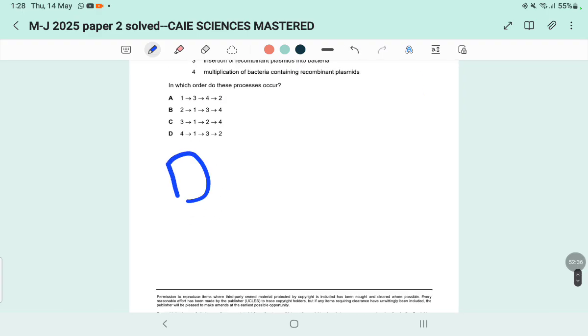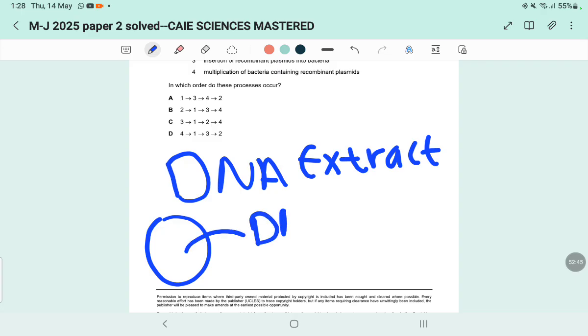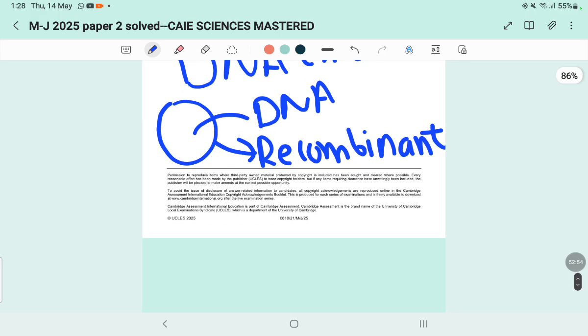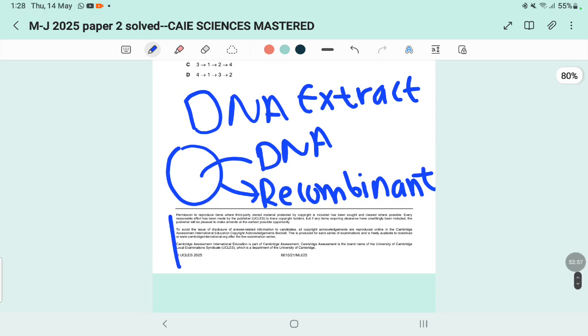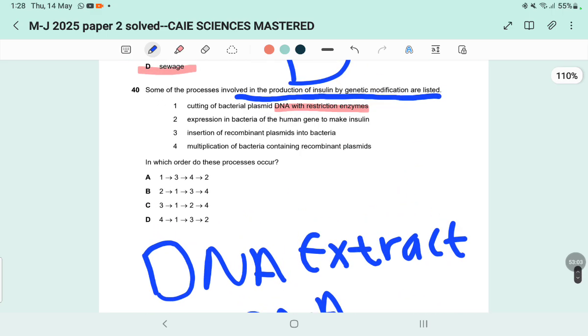Well, here you have a DNA. You're going to extract it. You have your plasmid. You're going to enter the DNA into it. Now this is called a recombinant plasmid. Okay, so this is just the main idea. So the answer here, without looking at other options, is A. Okay, the answer is A.